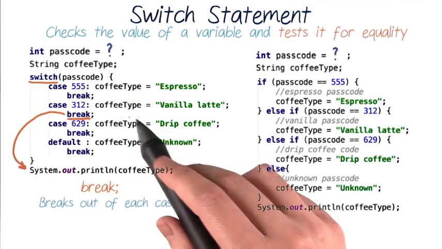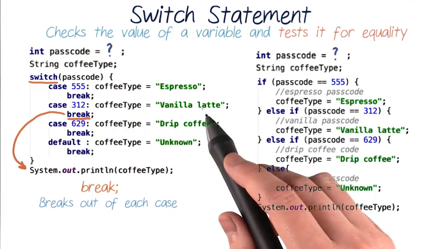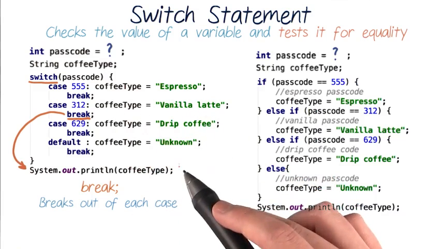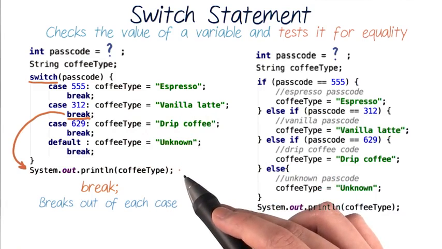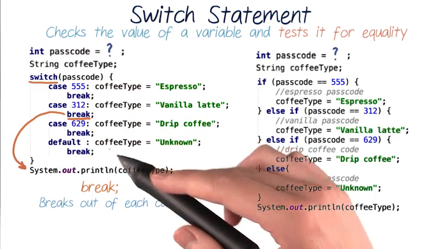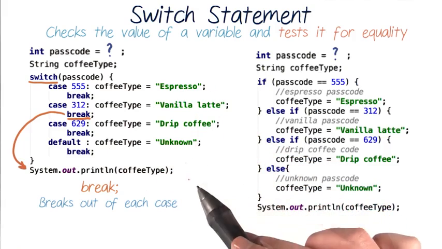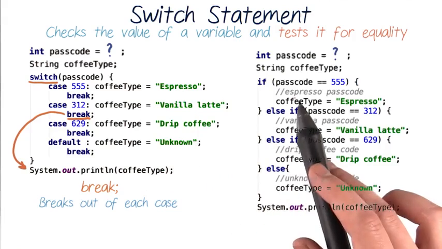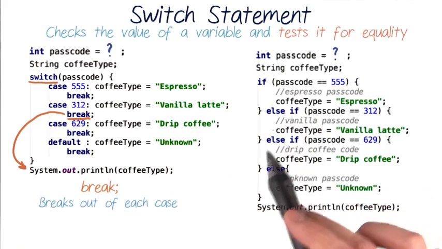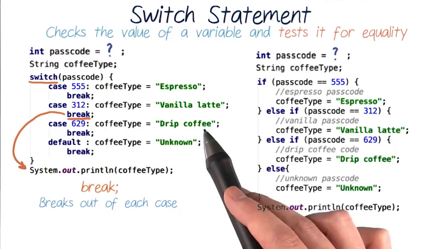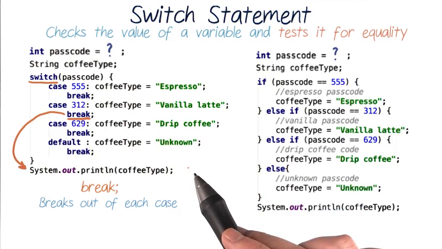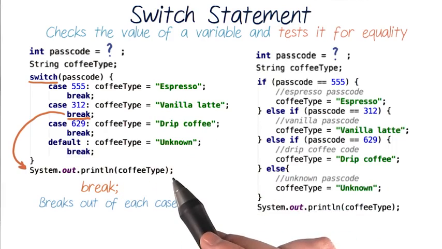A break happens after code inside a case executes. It breaks out of the switch statement and goes to its ending curly brace. So having breaks after each case ensures that only one of these blocks of code will execute. This is just like how only one block of code in a series of ifs and else ifs will execute at a time. The break will break out of our decision-making code and go to the end of our ending curly brace, where it will print out the value of coffeeType.